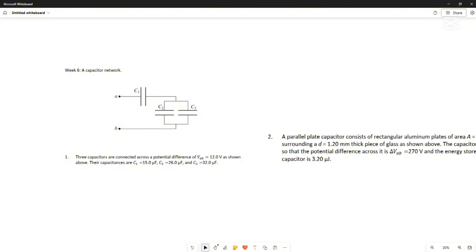So we will use Thevenin equivalence and the definition of capacitance, together with some other things, to analyze a capacitor network circuit as shown in the window here. In this problem, we have three capacitors that are across a potential difference between A and B of 12 volts. And we're given the capacitance of each one of these capacitors. And what we want to find is the equivalent capacitance of this network.